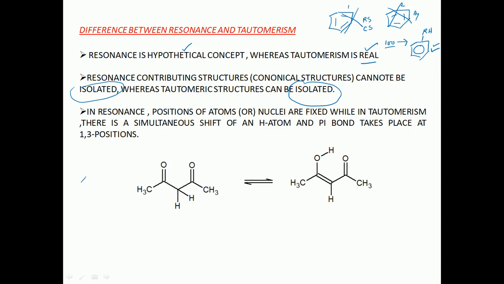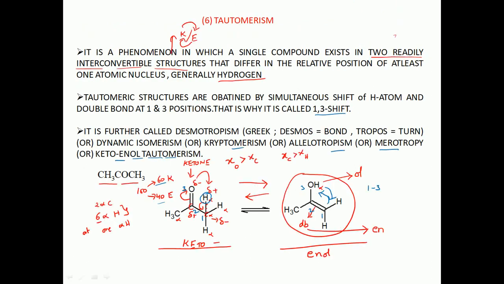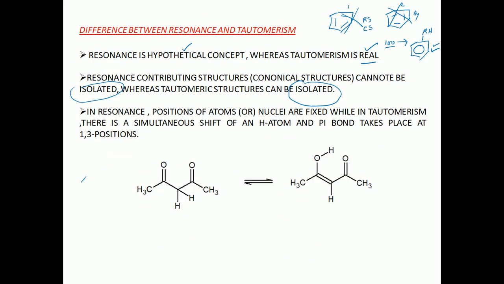But tautomeric structures can be isolated. Suppose you have 100 molecules of acetone, you can separate 60 molecules of acetone in the keto form and 40 molecules of acetone in the enol form. There are some techniques to separate the keto form and enol form. The second point is resonance contributing structures cannot be isolated, whereas tautomeric structures can be isolated. They can be separated. Resonating structures cannot be separated, whereas tautomeric structures can be separated.